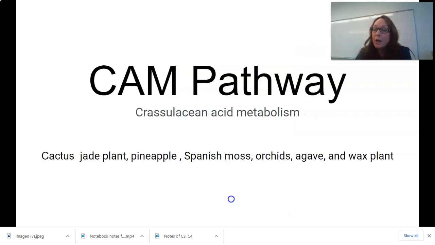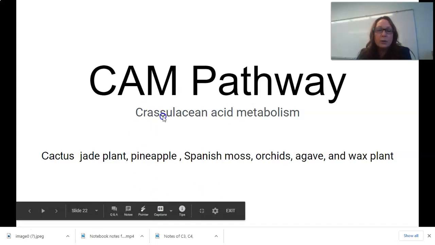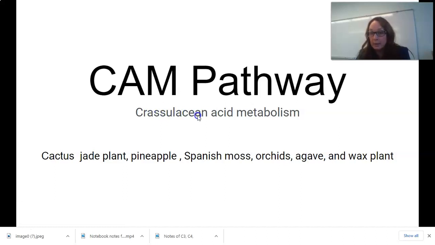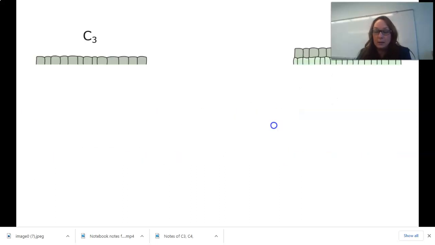So there's another alternative way to do photosynthesis, and it's called the CAM pathway. This is a really weird word. It's crassulacean, and basically these are succulents. So they're like cactus, pineapple, Spanish moss. There are different orchids, but most of them you're going to think of as succulents.